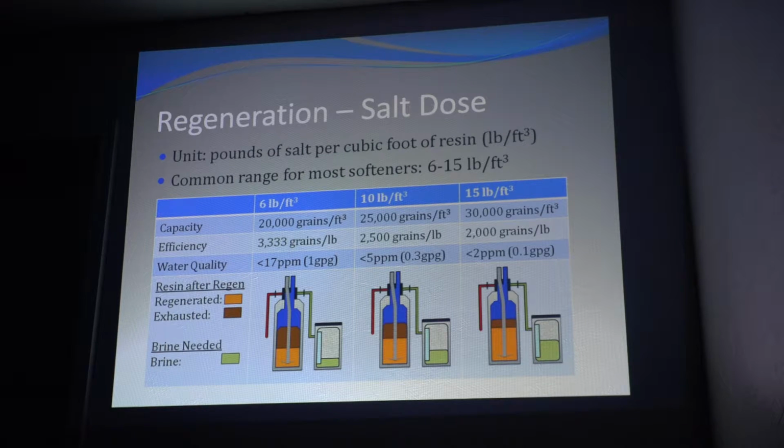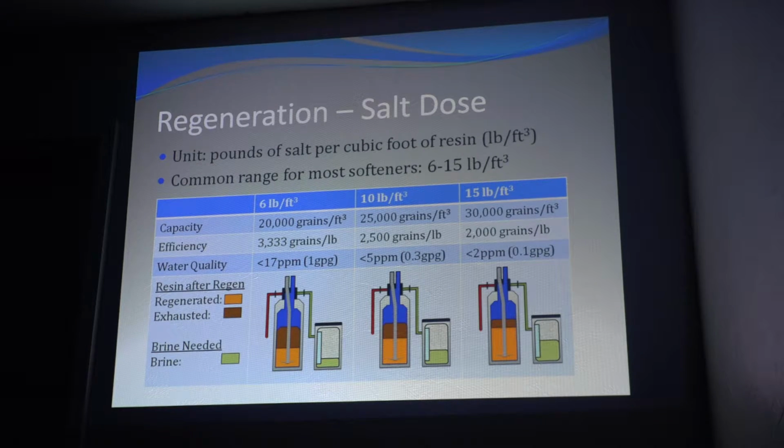This is interesting. Dan did do a good job on this. Salt dosing unit, pounds of salt per cubic foot of resin, and the common range for most softeners is 6 to 15 pounds per cubic foot. That is the most common. So once again, it reiterates what we showed before. We should print this out too for the guys. You can carry this one. This whole slideshow would be good to carry with you. Yeah, show this to a customer if you want.